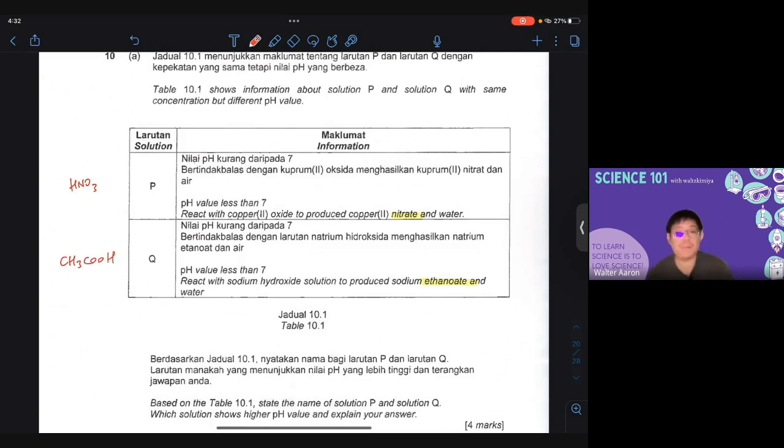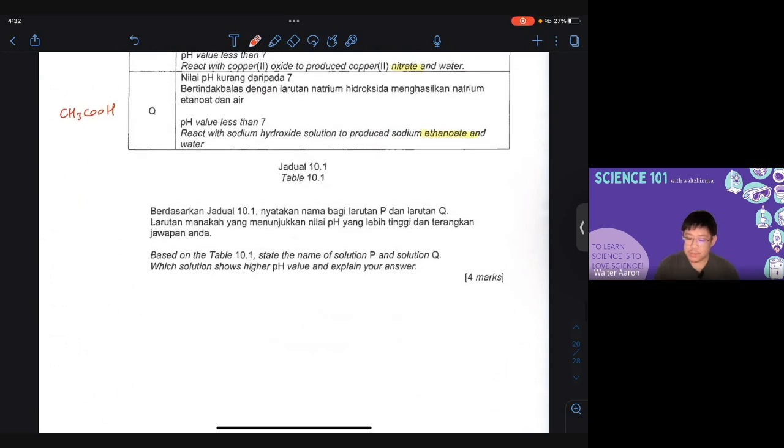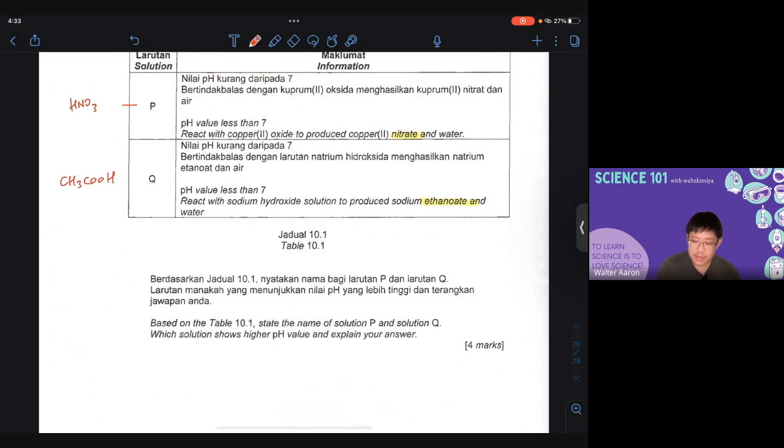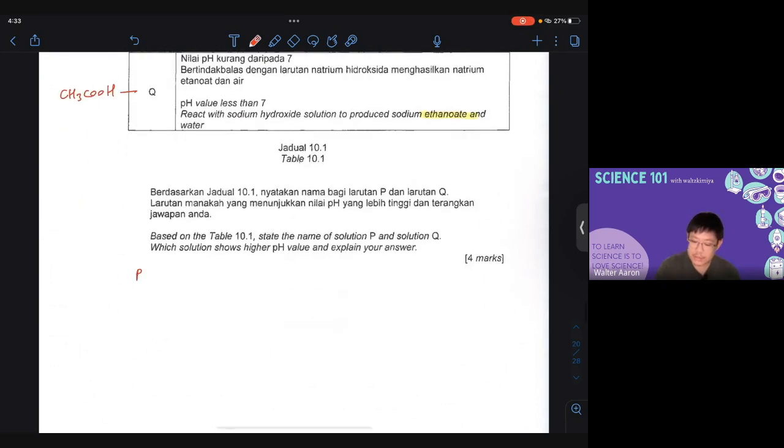The salt produced depends on the acid that's being used also. So this is the one way that we can know what is what. Okay, so based on table 10.1, name solution P and Q, which we already did. P is supposed to be nitric acid and Q is supposed to be ethanoic acid. But you see, they say name the acid, so you cannot write the formula, so you must write the name. So P is supposed to be nitric acid and Q is ethanoic acid.